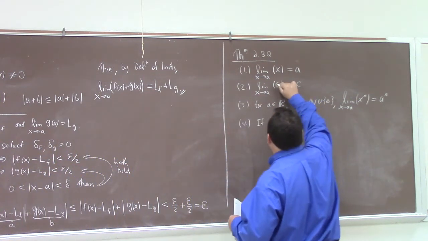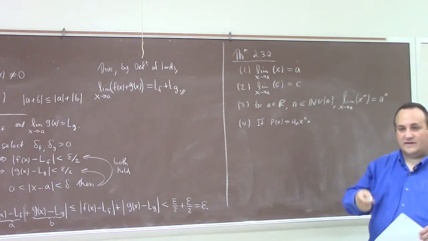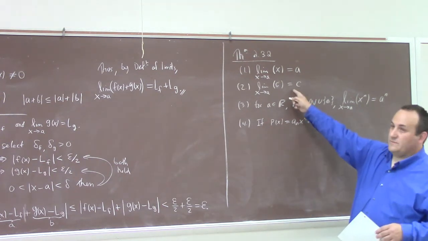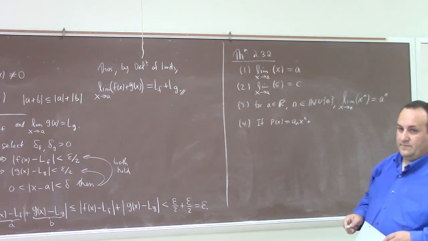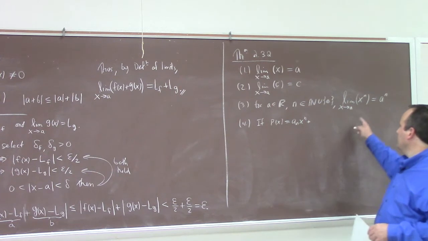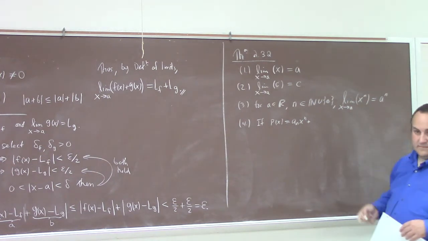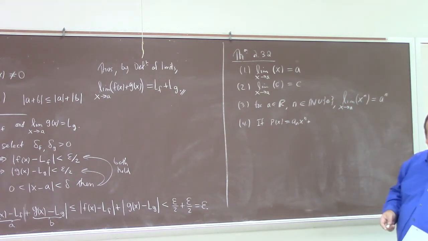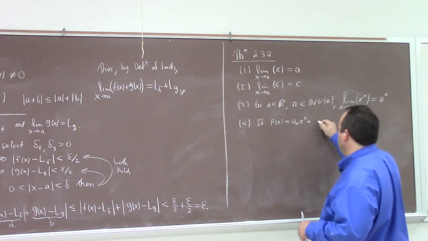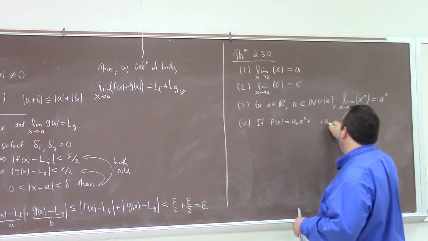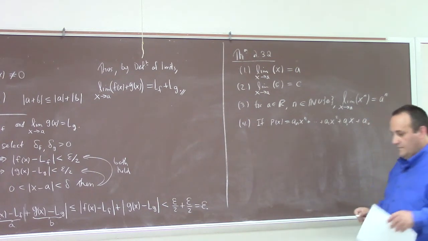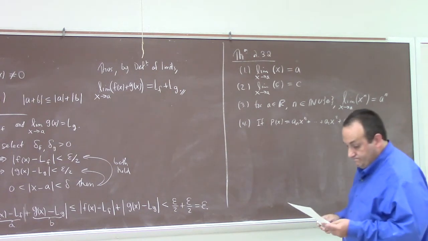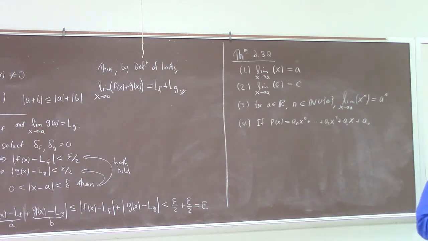The limit of a constant is equal to the constant. That's the one where you can make delta equal to 1 to prove that. But anyway, the limit of x to the n as x approaches a is a to the n. If we have a polynomial, p of x is a_n x to the n, plus, plus a_2 x squared plus a_1 x plus a_0.